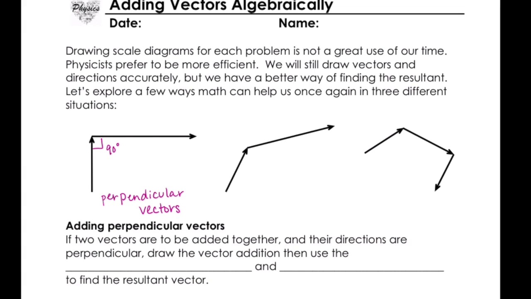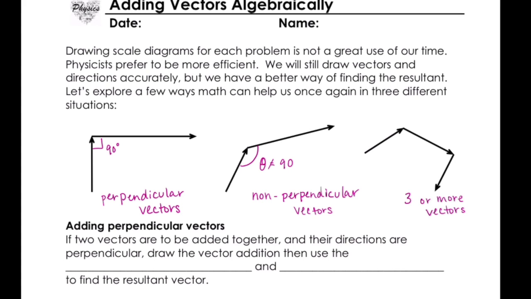For the second two vectors that we're adding, we'll call this angle theta because it's unknown. We know that it does not equal 90 degrees, so these are non-perpendicular vectors. We'll talk about ways that we can solve for those. And then lastly, we have adding three or more vectors.